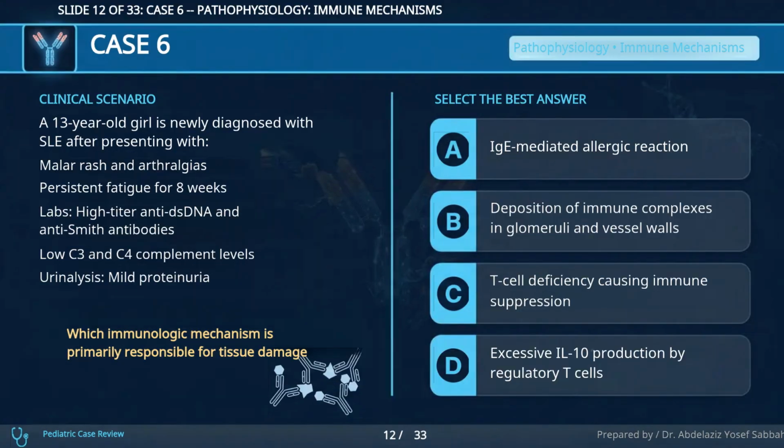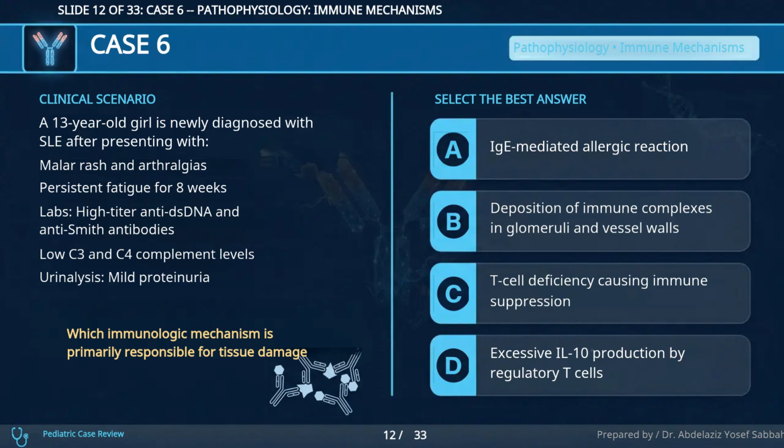Case 6. A 13-year-old girl is newly diagnosed with lupus after presenting with malar rash, arthralgias, and persistent fatigue for 8 weeks. Labs show high-titer anti-double-stranded deoxyribonucleic acid and anti-Smith antibodies, low C3 and C4 complement levels, and mild proteinuria on urinalysis. Which immunologic mechanism is primarily responsible for tissue damage in pediatric lupus?